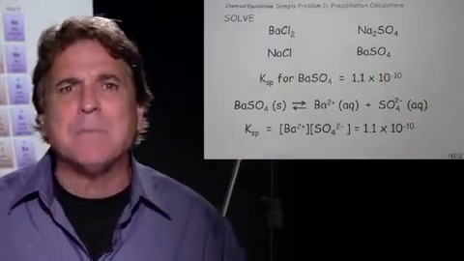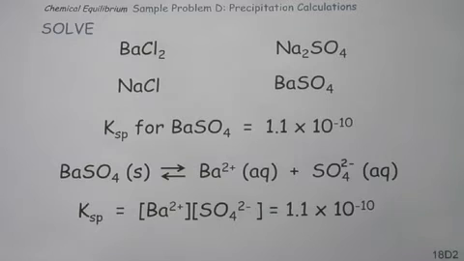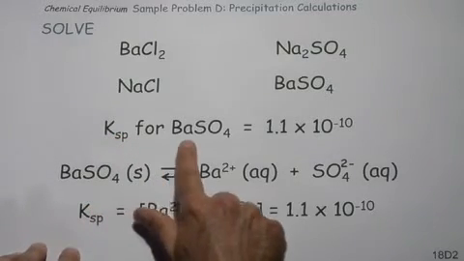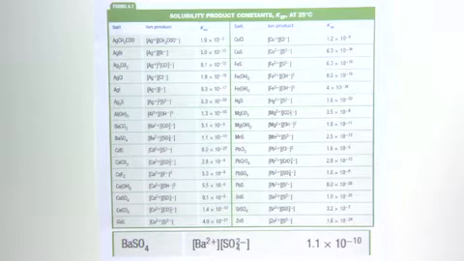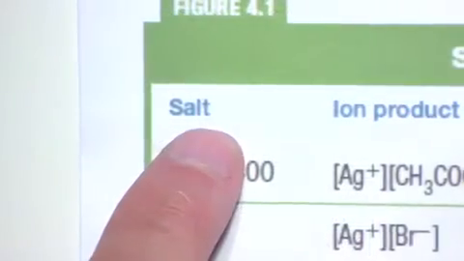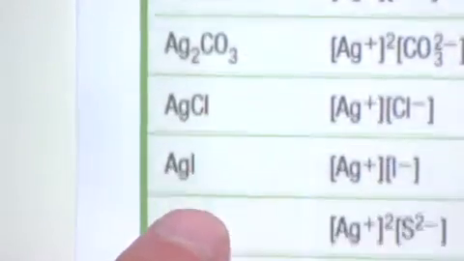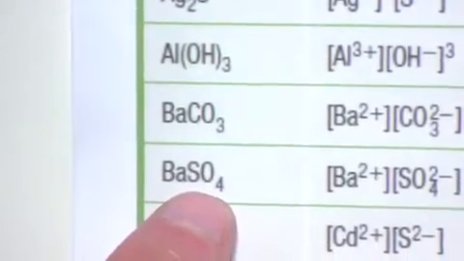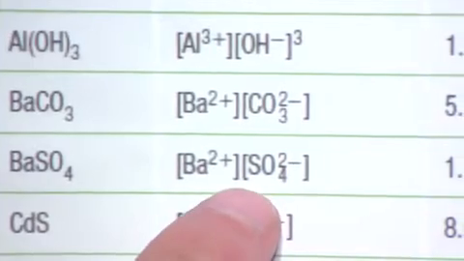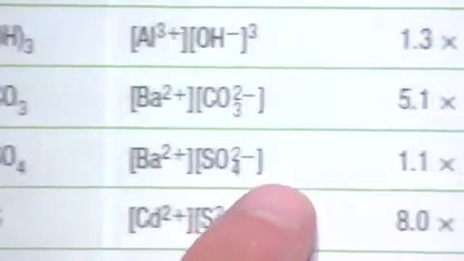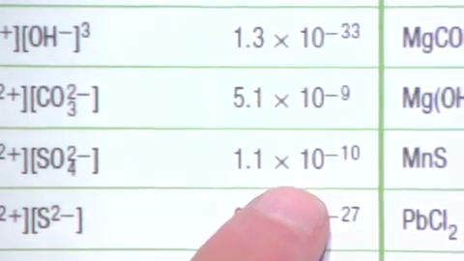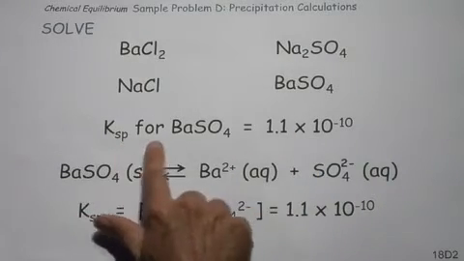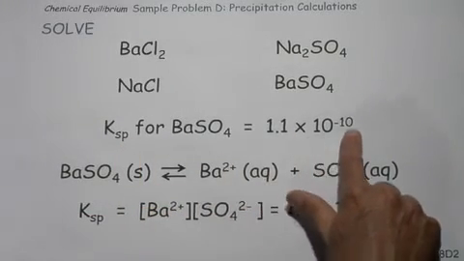To determine whether or not barium sulfate forms a precipitate, we need to know something about its solubility product constant. We're going to be looking up the Ksp for barium sulfate on this chart right here. From this chart, we'll find the solubility product constant. So we need to find barium sulfate, and there it is right there. It is made up of a concentration of barium ions and sulfate ions, and the Ksp value is 1.1 times 10 to the minus 10. Okay, we'll write that down right here. So the Ksp for barium sulfate is 1.1 times 10 to the minus 10.